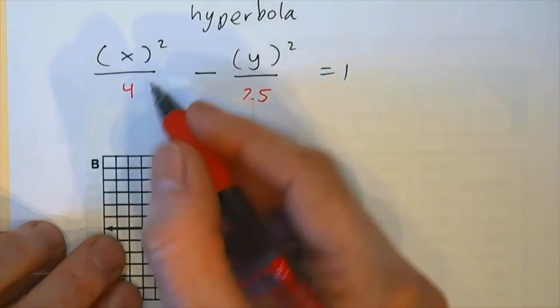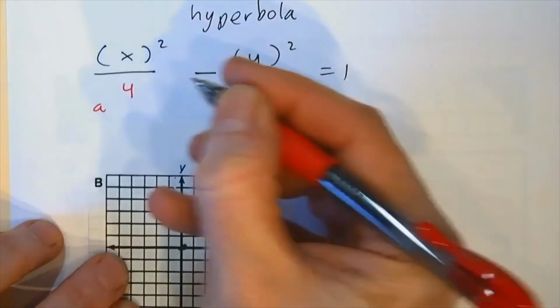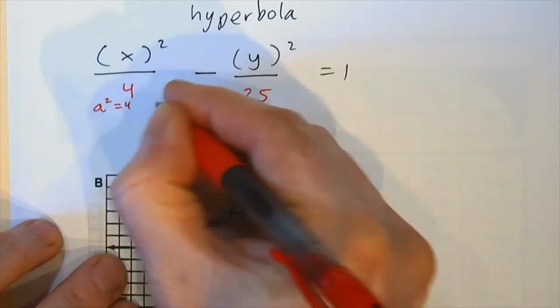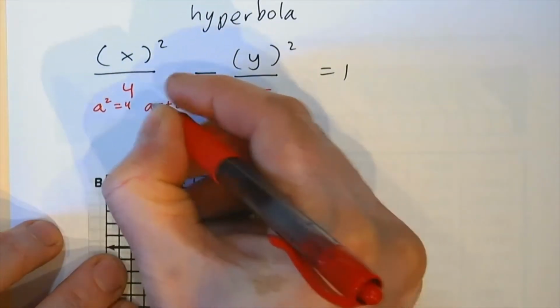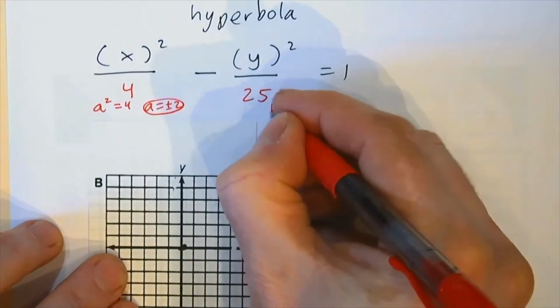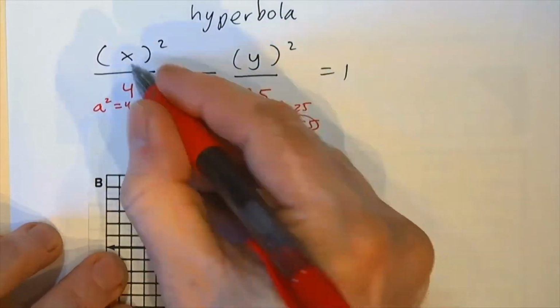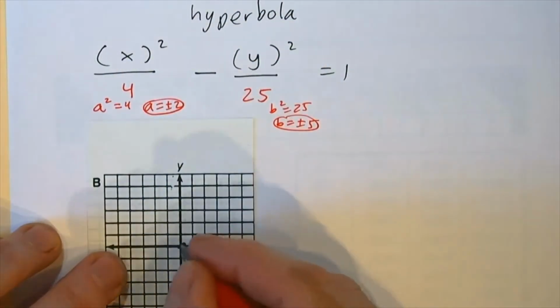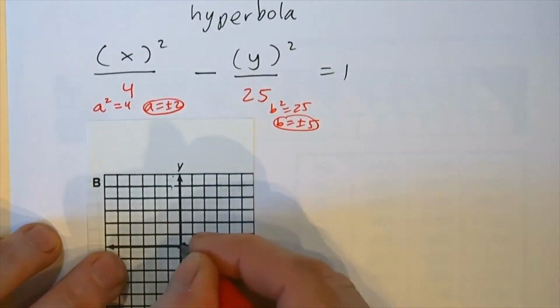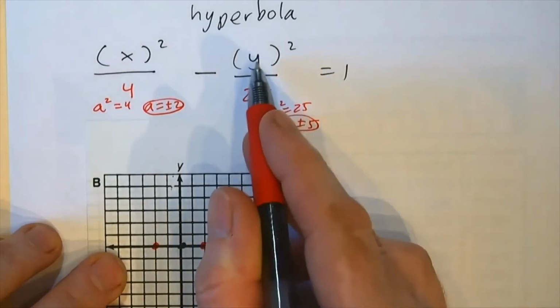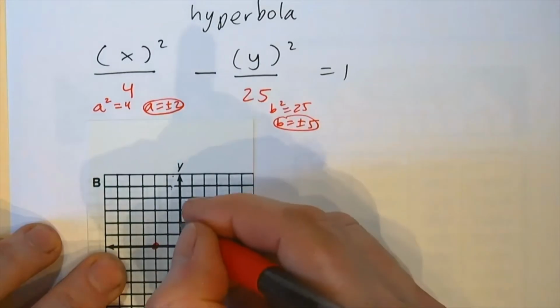So here's the x radius. Once again, this is a or b, it doesn't matter. The book makes you think it matters, but it doesn't matter. a squared is 4, so a is plus or minus 2. Over here, b squared is 25, so b is plus or minus 5. So in the x direction we're going to go 1, 2, put a dot. Okay, b, the y direction, is 5. 1, 2, 3, 4, 5.